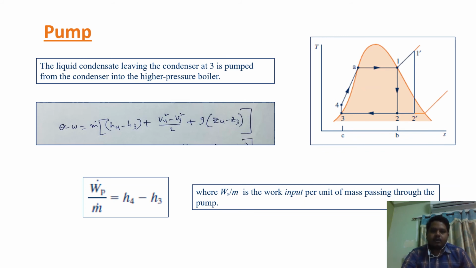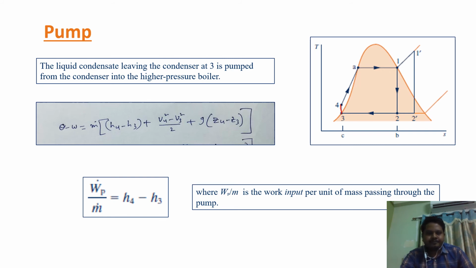Okay, the other component is the pump. So this is also an open system. When we apply the first law to the open system, the equation is Q heat minus work equals m dot into, here what is the process from 3 to 4? 3 to 4 is the isentropic process. Here the pressure increases from low pressure to high pressure. Since the pressure is increasing, there is a change in temperature also, from 3 to 4.